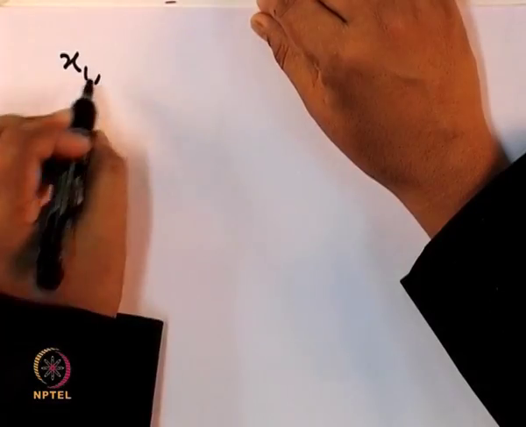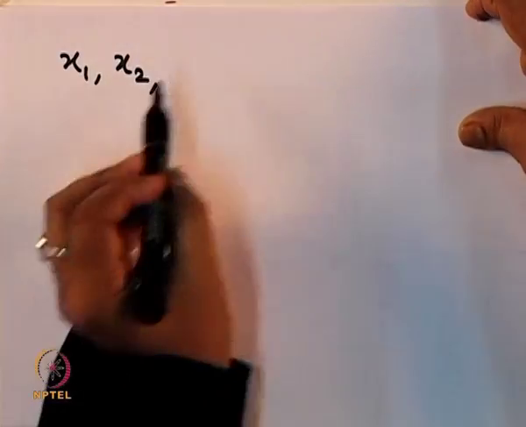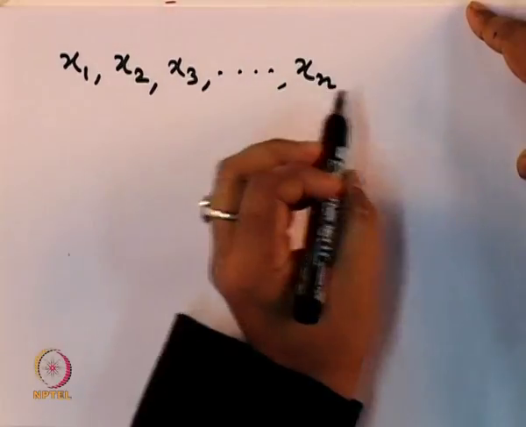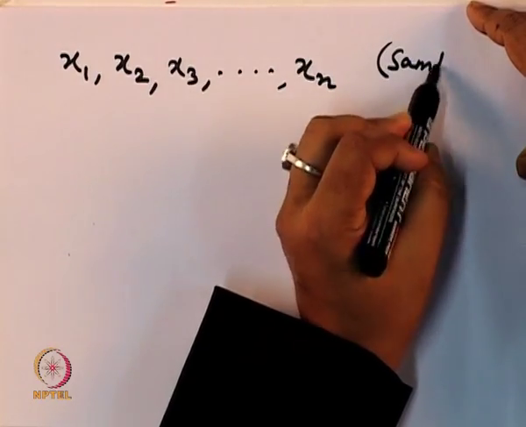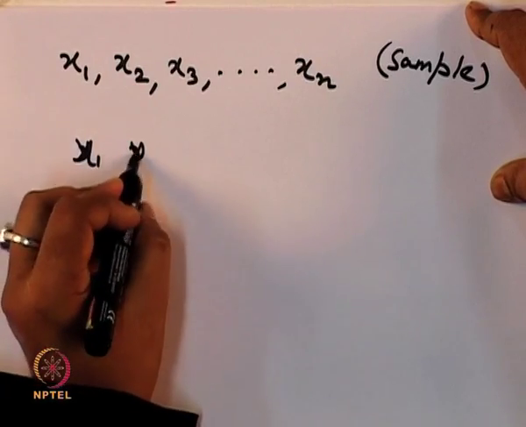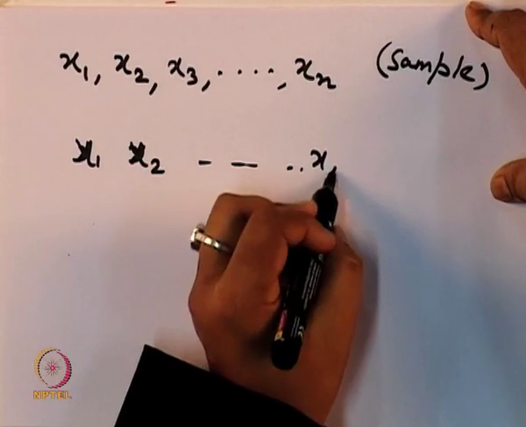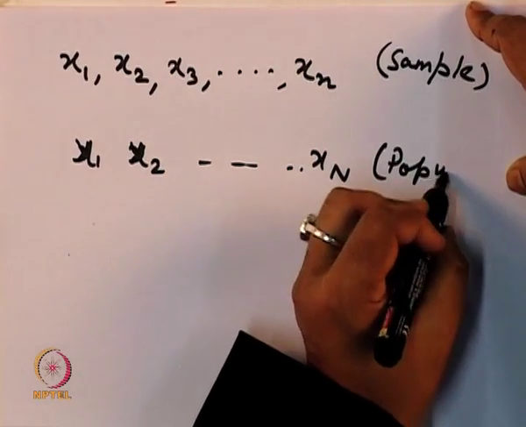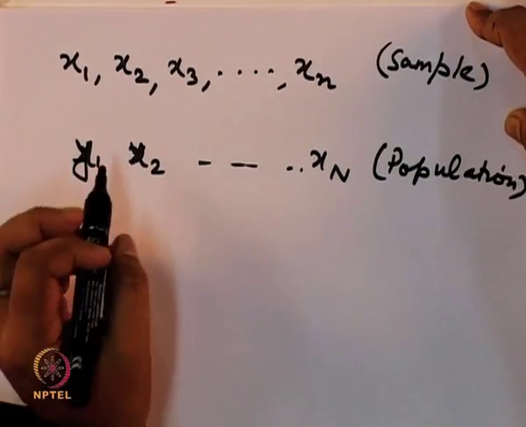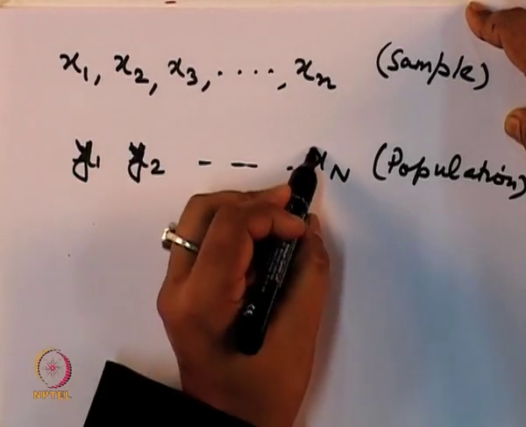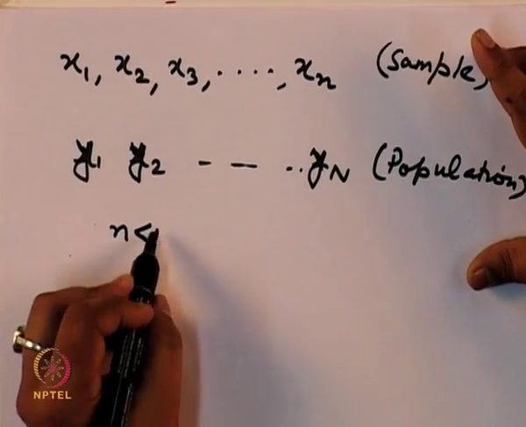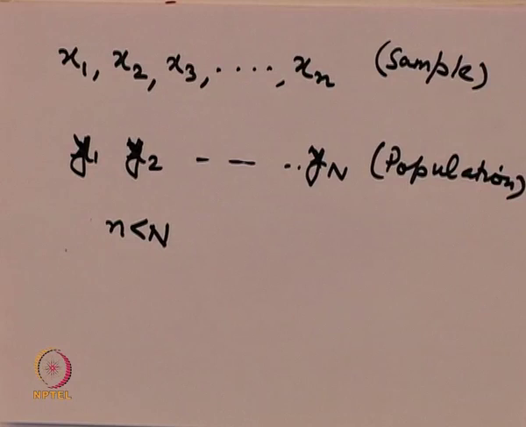x1, x2, x3 dot dot dot n variables xn. Now, this is my sample. I have drawn a sample of n from a population, x1, x2, x capital N, this is my population. Okay. So, just to stop any confusion, let me write them as y1, y2 and yN. So, essentially you have derived a sample of small n, where n is less than capital N, and we want to know what is the arithmetic average.